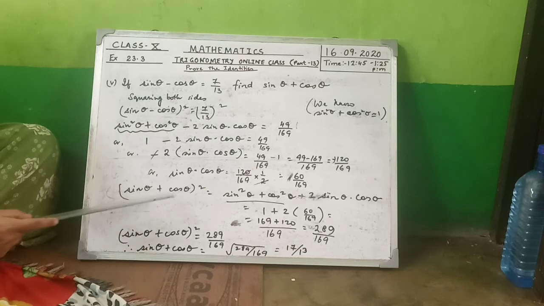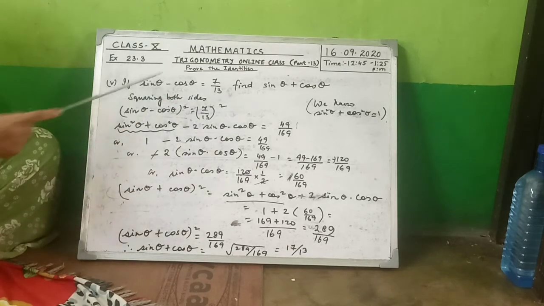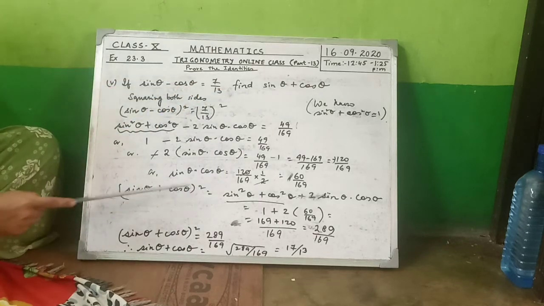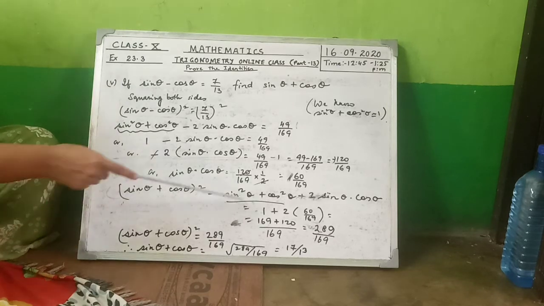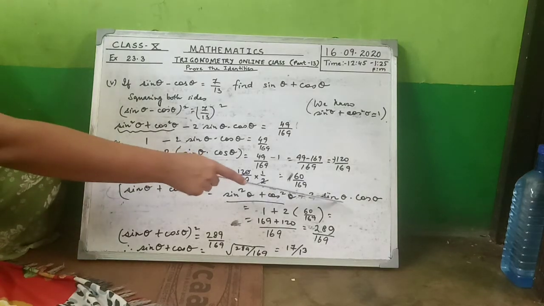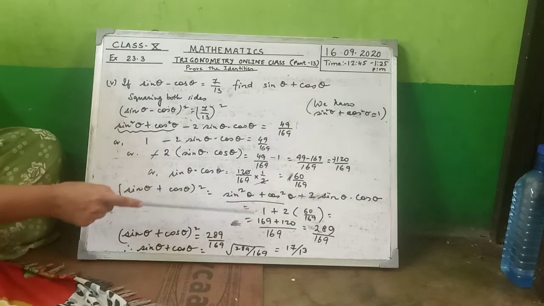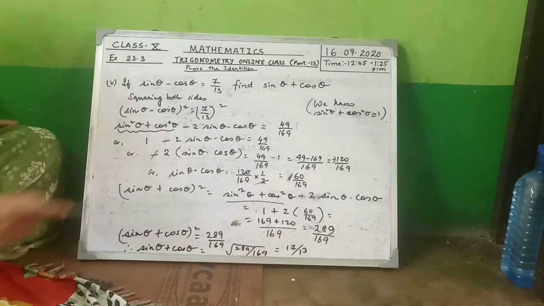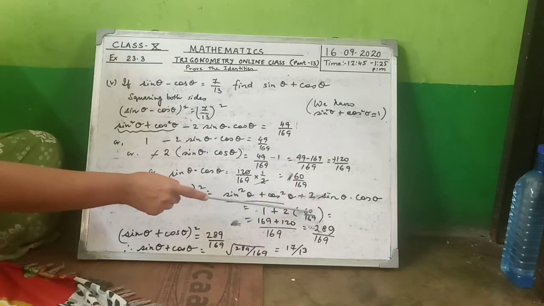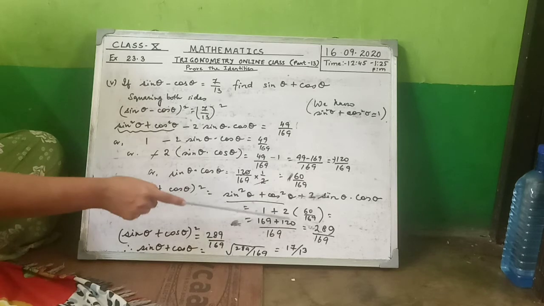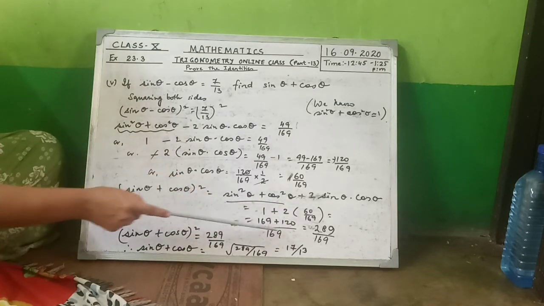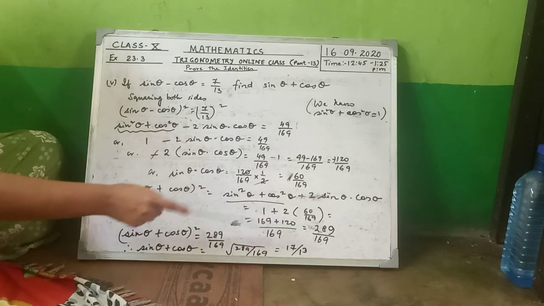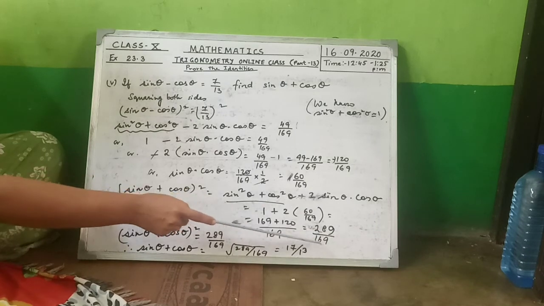Now sin square theta plus cos square theta. Now we know sin theta plus cos theta whole square is equal to sin square theta plus cos square theta plus 2 sin theta into cos theta. Sin square theta plus cos square theta is 1, plus 2 sin theta cos theta is equal to 1 plus 2 into 60 by 169. If you take the LCM, that gives 169 plus 120 by 169, that is equal to 289 divided by 169.